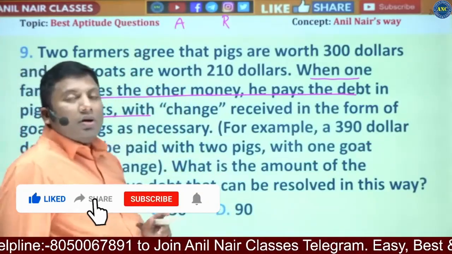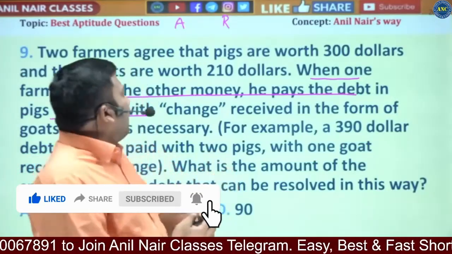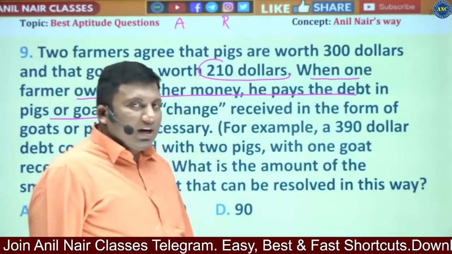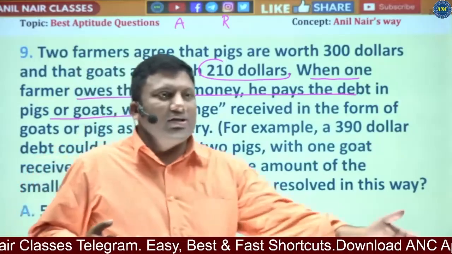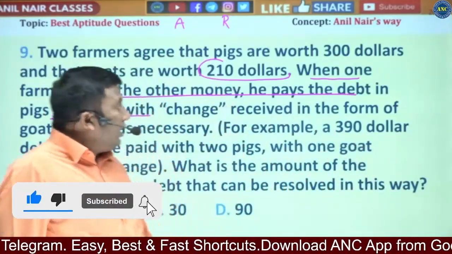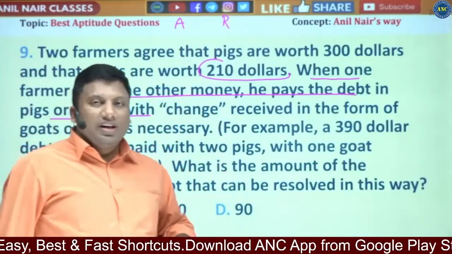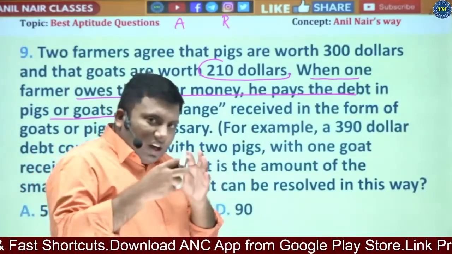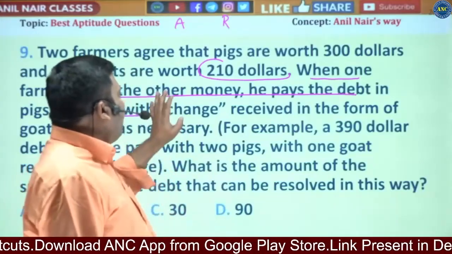Suppose Reshma owes Anil $210. Instead of giving $210, she says, please take this goat, because the goat is worth $210. If Anil owes Reshma $300, Anil will tell Reshma, please take this pig which costs $300. So every currency which they are making, they are exchanging with pig as well as goat.